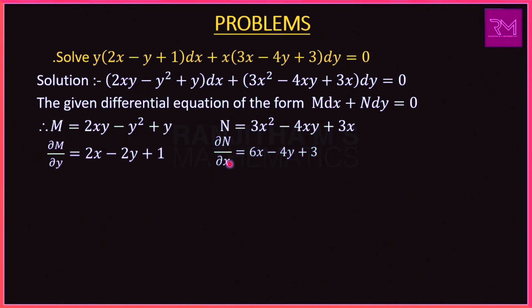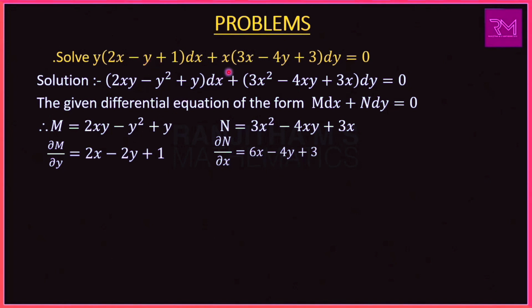Similarly, ∂N/∂x is the partial derivative of N with respect to x. So 3 is constant, take as it is, into differentiation of x², which is 2x, that is 3 into 2 is 6x, minus 4y is constant, take as it is, into differentiation of x, which is 1, that is minus 4y, plus 3 is constant, into differentiation of x, which is 1. Hence we get the ∂N/∂x value as 6x - 4y + 3.